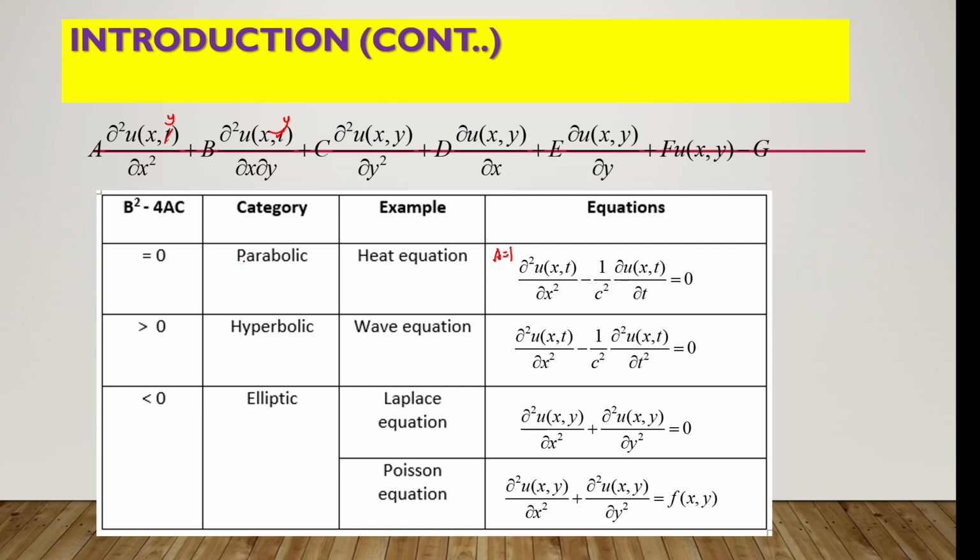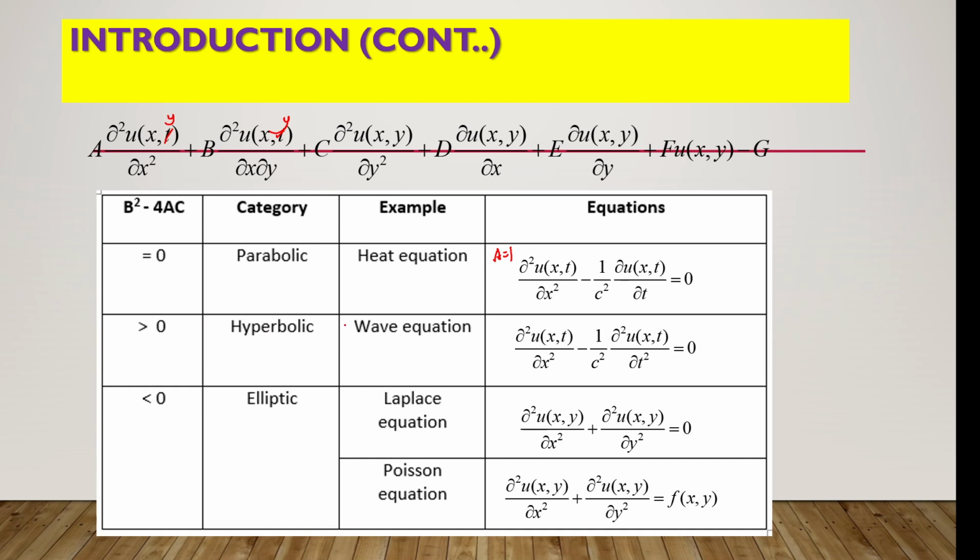That's why for the heat equation, b squared minus 4ac equals 0, and this category is parabolic. For example, the heat equation given by del 2u del x2 minus 1 over c squared del u del t equal to 0. The second type is where b squared minus 4ac is positive, and this is the hyperbolic category.